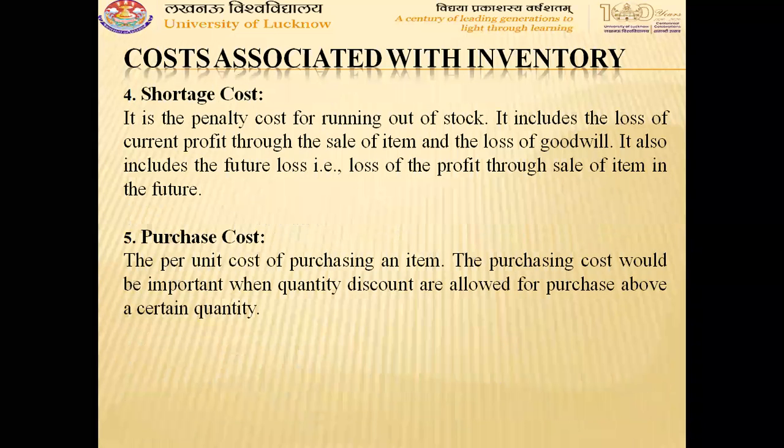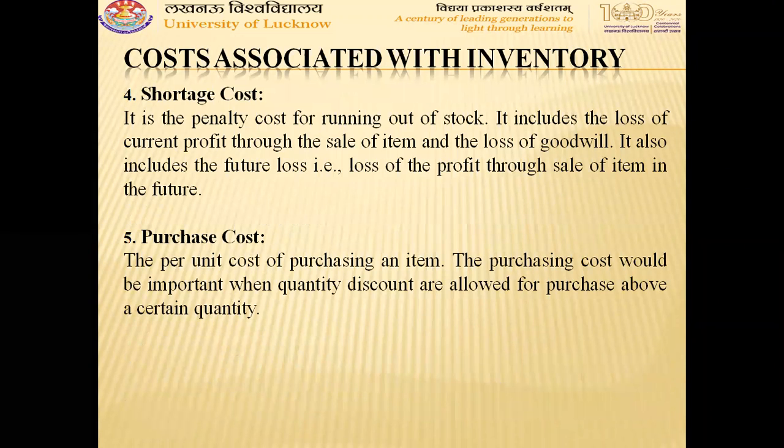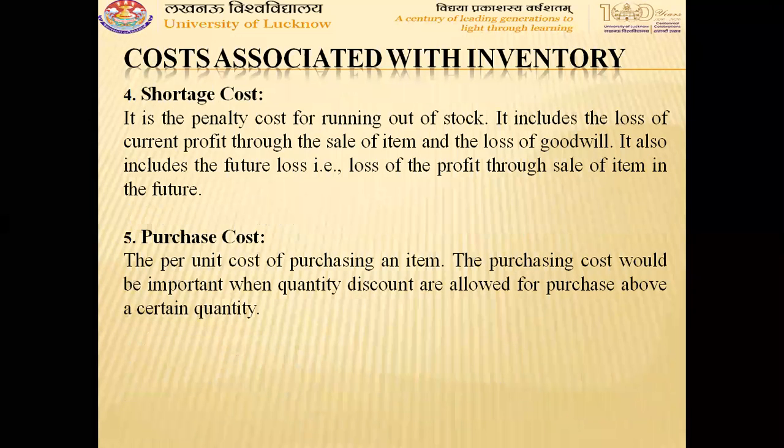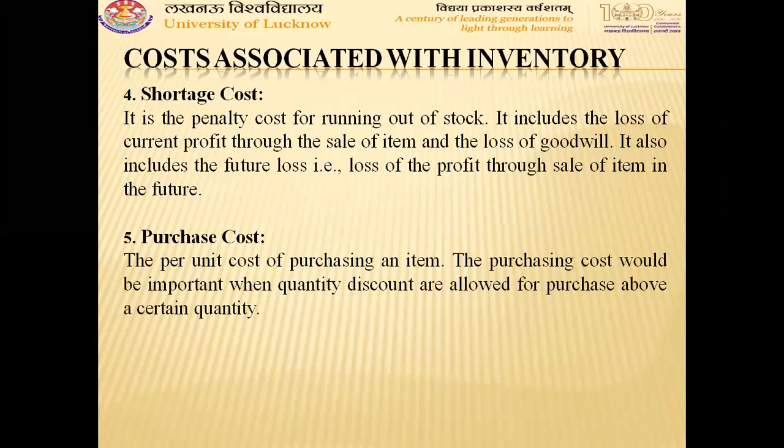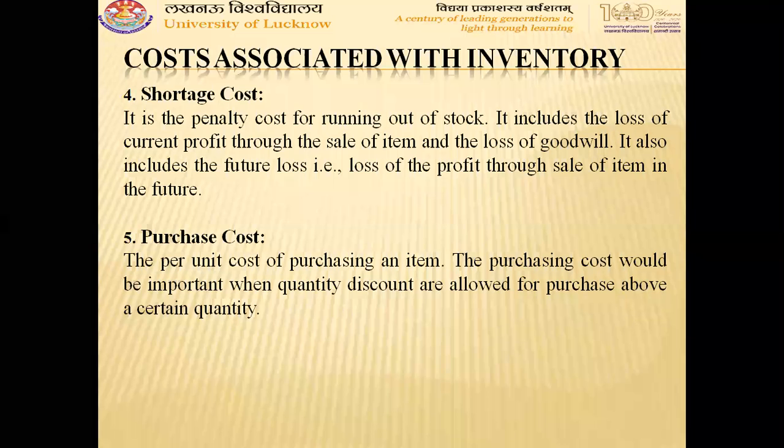Next is shortage cost. Shortage cost is a penalty cost for running out of stock. That means if you have no stock, then you have two types of losses. I have already told you: one is loss of current profit, and second is loss of goodwill and future profit. So those are included in the shortage cost.